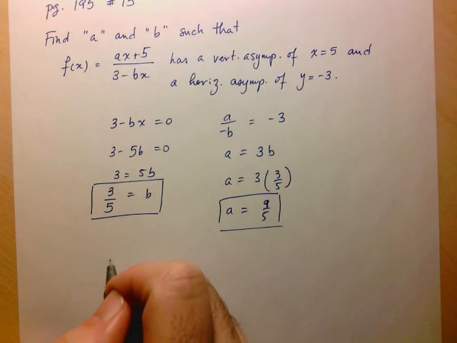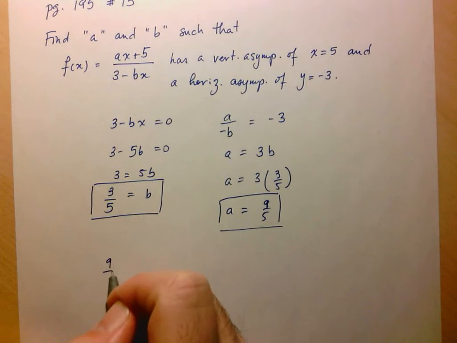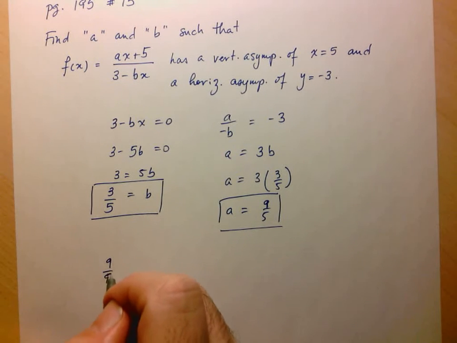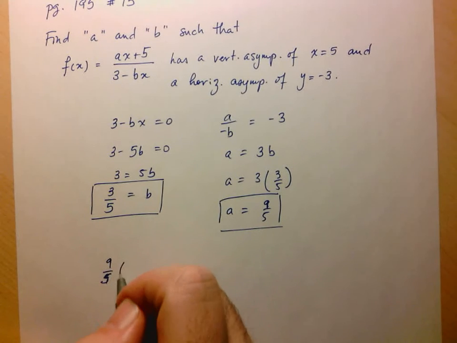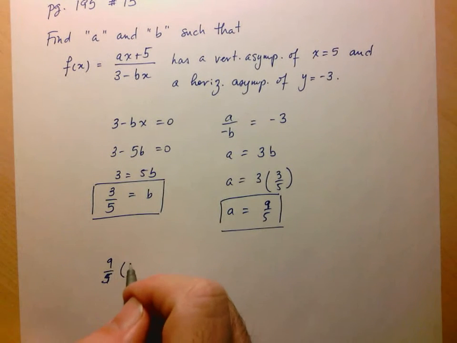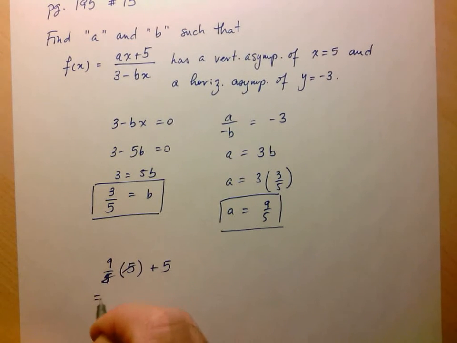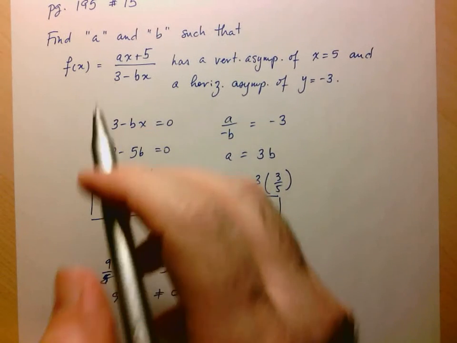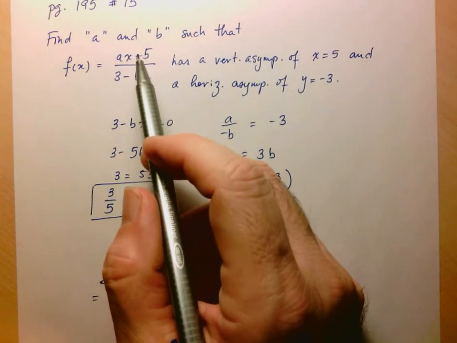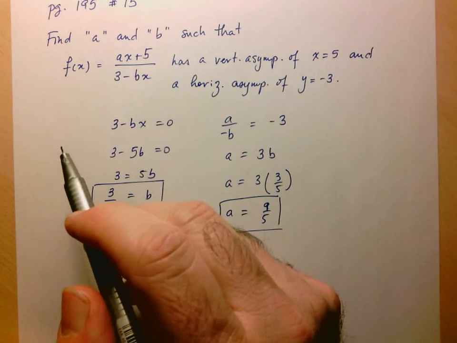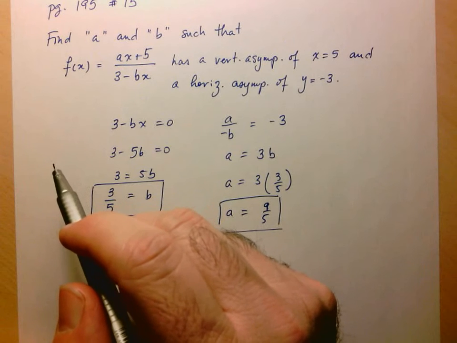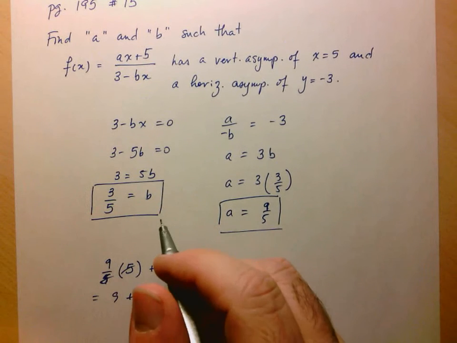So a now we know is 9 over 5. Let's get that right. 9 over 5 times x, which here we're only interested at 5, plus 5. The 5's cancel out, and of course 9 plus 5 is not equal to 0. So that means when the denominator is equal to 0, the numerator is not also equal to 0, in which case we would have a hole. But that's not the case here. So that's it for this one.